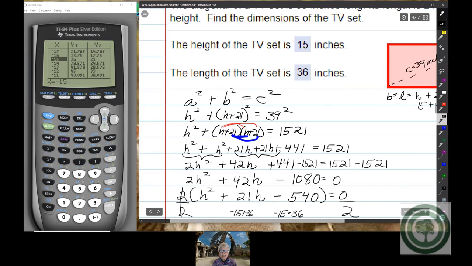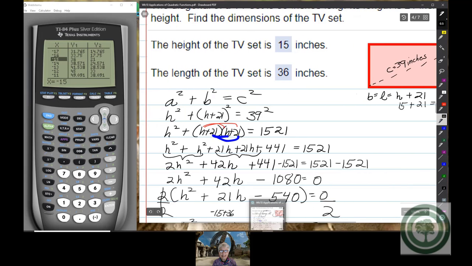A very, very typical Pythagorean theorem question. Do you want to discuss this? Okay.